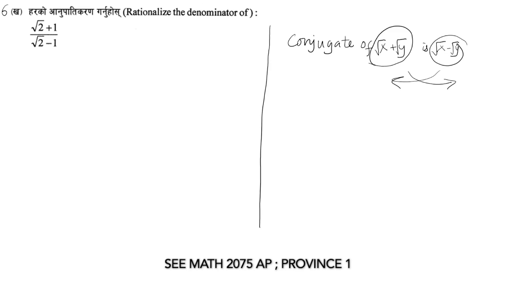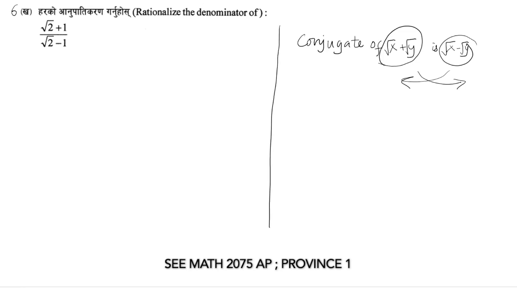All right, so what we have to do while rationalizing the denominator is multiply numerator and denominator by the conjugate of the denominator. That is, if the denominator is root 2 minus 1, its conjugate is root 2 plus 1, right? We just change the sign in between these two terms. So we have to multiply numerator and denominator by this conjugate, root 2 plus 1. So let's do it.